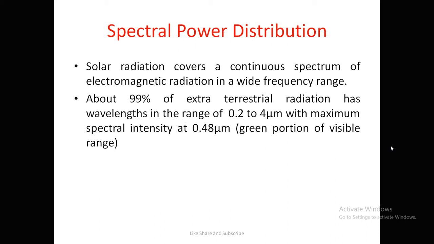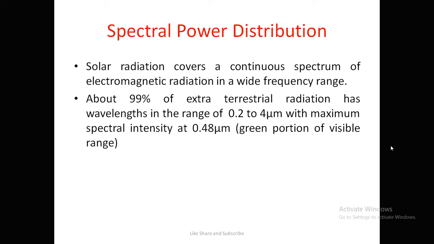Now let us discuss. Without the Earth, the Sun's rays are coming through the extraterrestrial area and entering the terrestrial area, and then finally touching the Earth. It has already entered the terrestrial area, that means it already entered the Earth's atmosphere, and after that it touches the Earth. So in this we are discussing extraterrestrial radiation. That means at this point the Sun's rays are coming up to the atmosphere. Before touching the atmosphere, what exactly happens? Before touching the Earth's atmosphere, 99% of the radiation has wavelengths in the range of 0.2 to 4 micrometer.